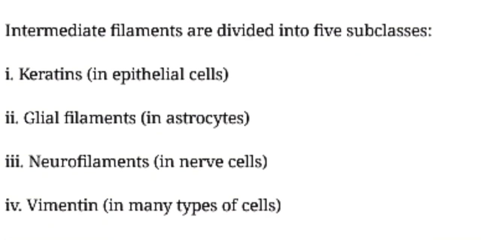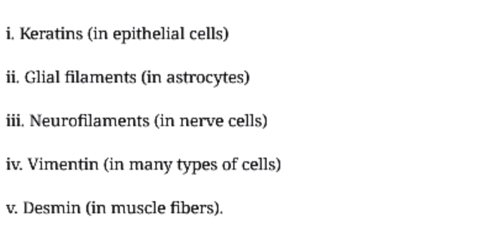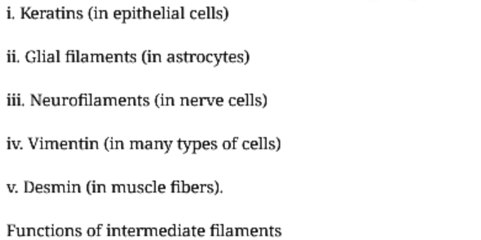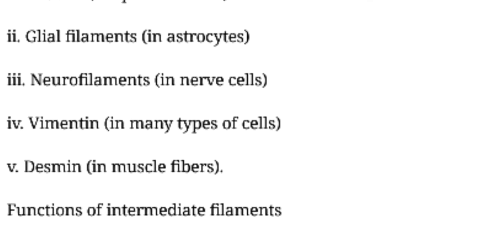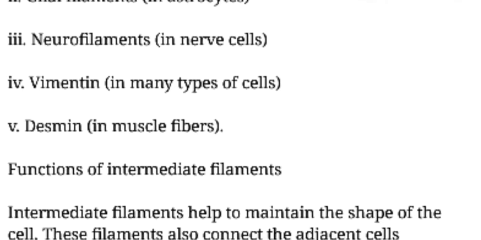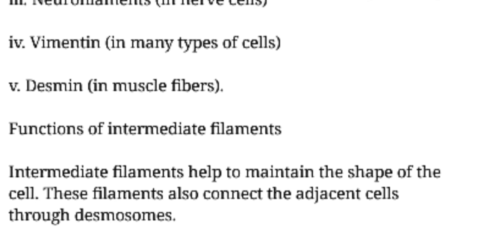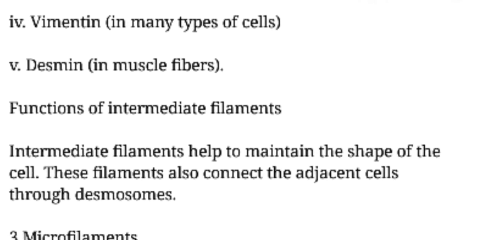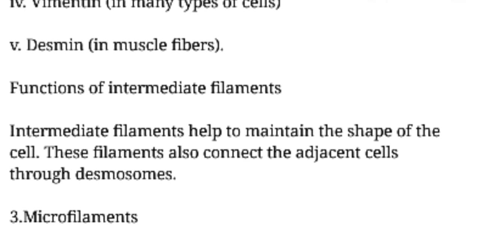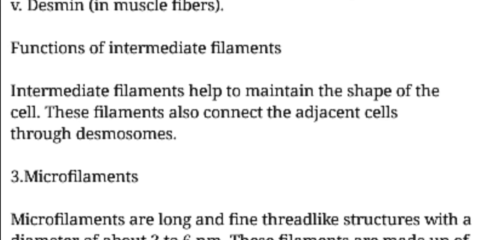1. Keratins, in epithelial cells. 2. Glial filaments, in astrocytes. 3. Neurofilaments, in nerve cells. 4. Vimentin, in many types of cells. 5. Desmin, in muscle fibers. Functions of intermediate filaments. Intermediate filaments help to maintain the shape of the cell. These filaments also connect the adjacent cells through desmosomes.